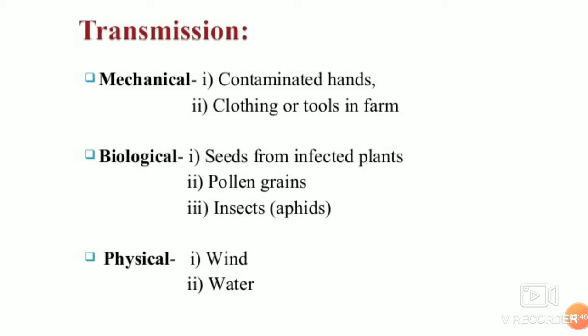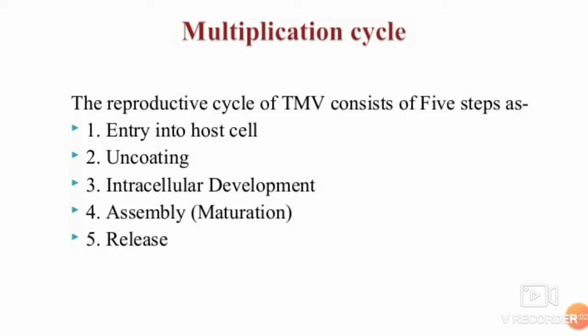Other than that, once it is inside the plant, the movement of the virus happens, and they are carried within the seeds of infected plants, or pollen grains, or insects which come and feed on the sap of the plant, which are also easy transmitters of this virus. The multiplication cycle happens in five stages: entry into the host cell, uncoating, intracellular development, assembly, and release.